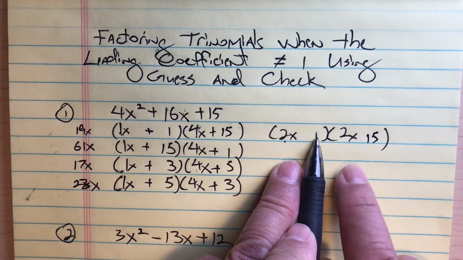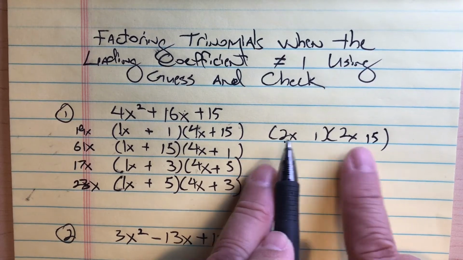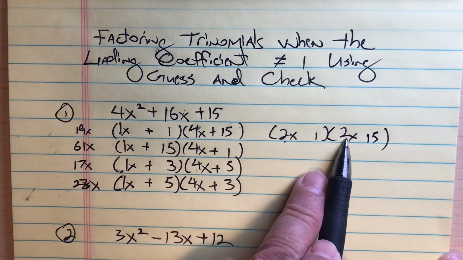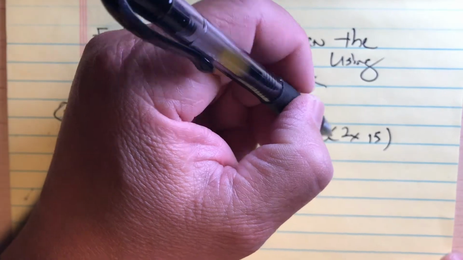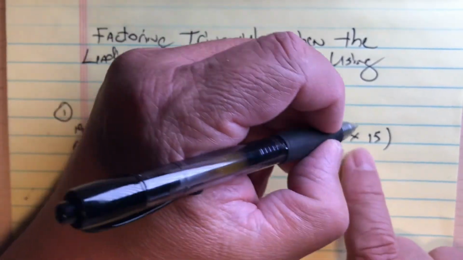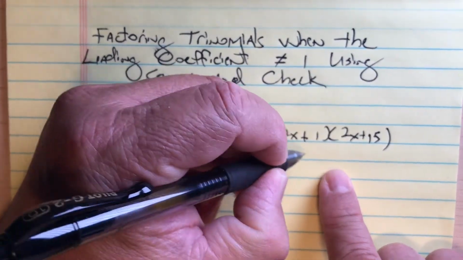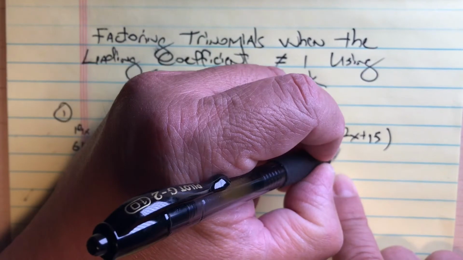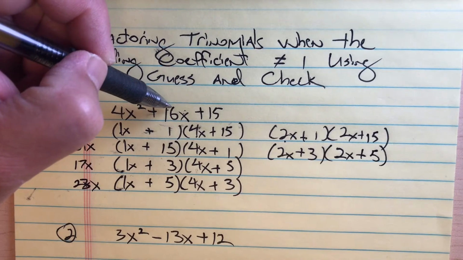If I put a 15 there and a 1 there, it'll be 30 and 2. So we don't have to try it twice because these numbers in the front are the same. So it's either 2x times 1 times 2x plus 15, or it might be the other one where we have 2x plus 3 and 2x plus 5. Okay, let's try to get this 16x in the middle.